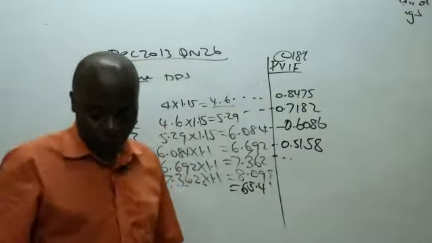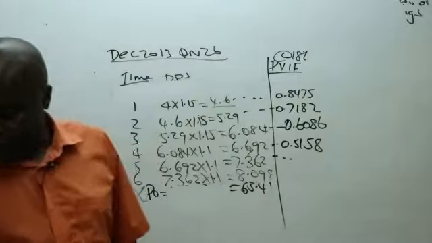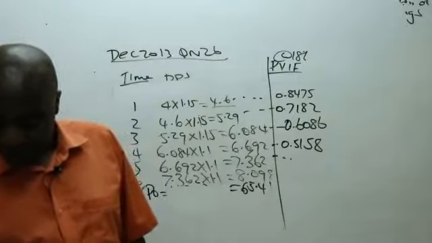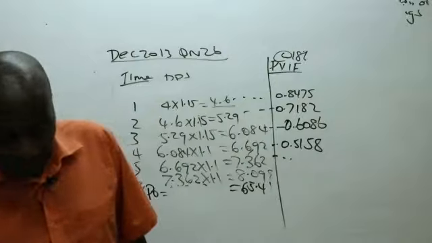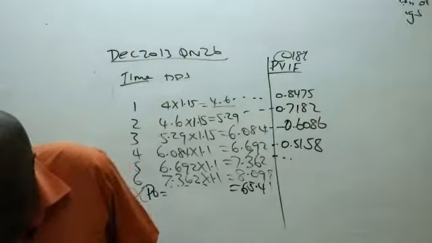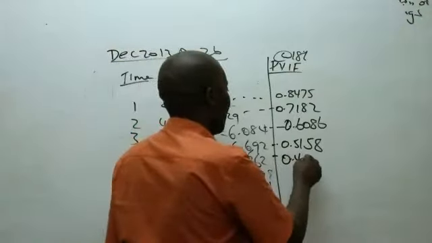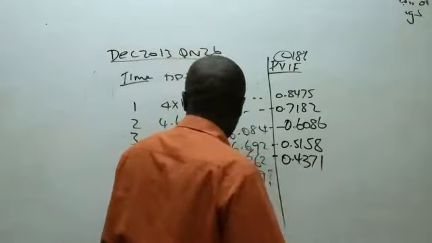How about the fifth one? What do we have there for the fifth one? 0.4371. How about the sixth one?